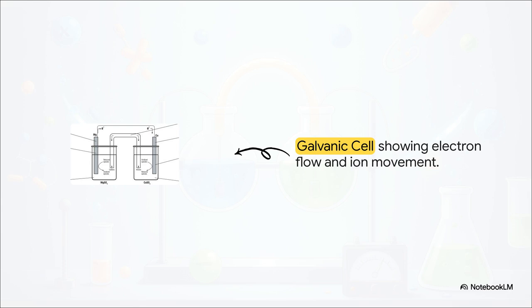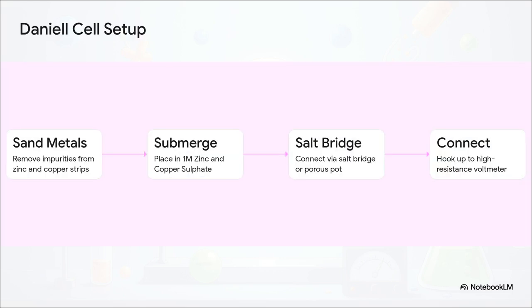While that's happening, ions are simultaneously migrating through that U-shaped salt bridge. Anions head to the anode, cations head to the cathode, and together they maintain a perfect continuous electrical loop. Now, when setting up your Daniell cell, Dr. Chem's number one rule is meticulous preparation.